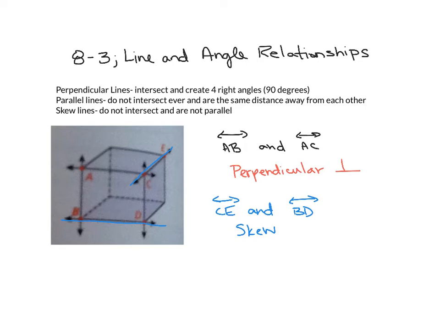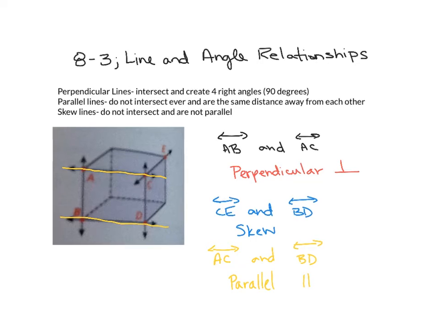Okay. Last one we're going to look at for this example is they give us AC and BD. So let's look at those. AC and BD. Okay, they're the same distance away from each other, and they're never going to intersect. So those are parallel. Parallel has that symbol. Okay?